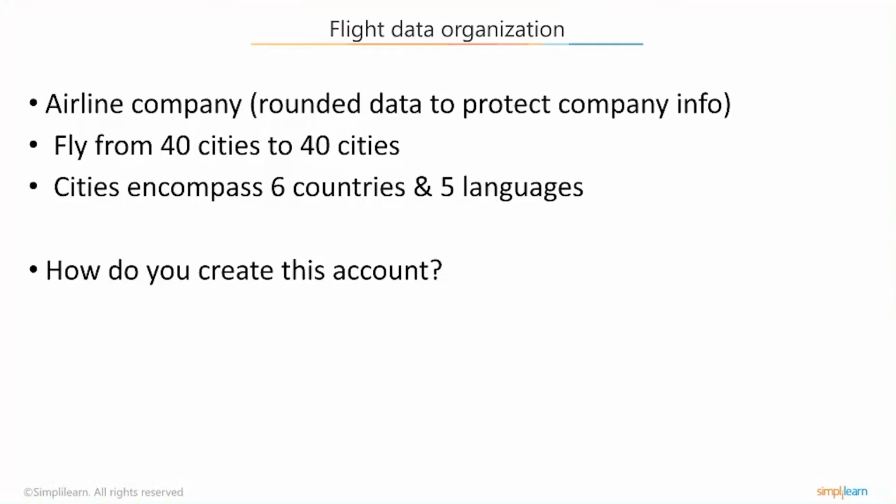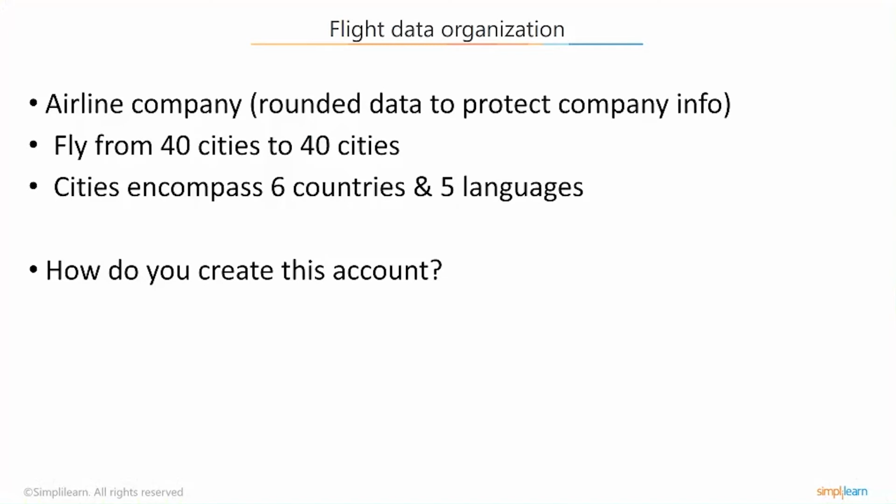So this is an airline company who came to us. This company flies from 40 cities to 40 cities. They're in 6 countries and 5 different languages. So we think 40 cities to 40 cities, then you've got to reverse that, and then you could have ads that say from city name to city name, from airport code to airport code, from city name to airport code, from airport name to city name, and the numbers get pretty significant pretty fast.